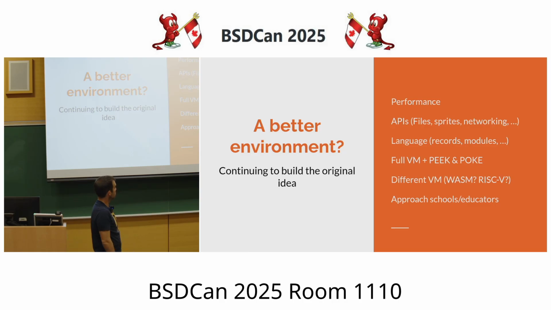It would be fun. I could try to target a different VM. At some point, I thought, well, instead of having my own bytecode, let's try to compile to WASM, so then when you run this in the browser, you get native performance from the browser. Or maybe RISC-V, or something like that. Or compile natively to your platform. That could also be done.